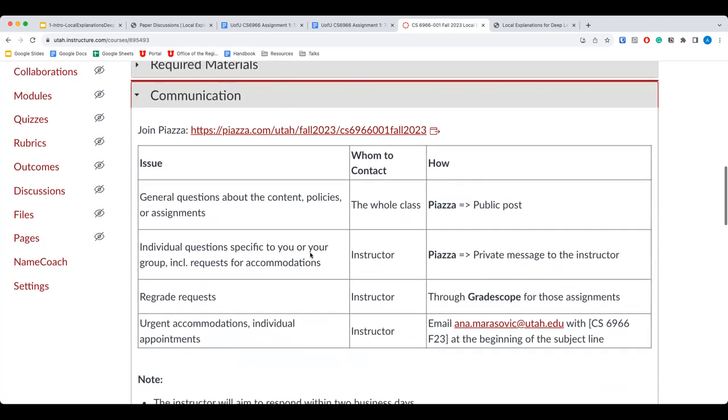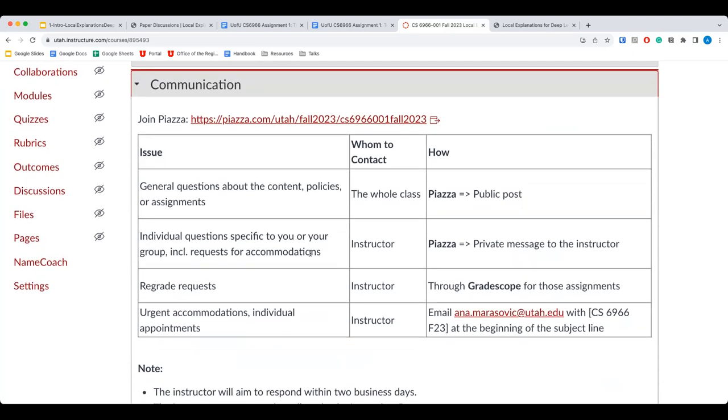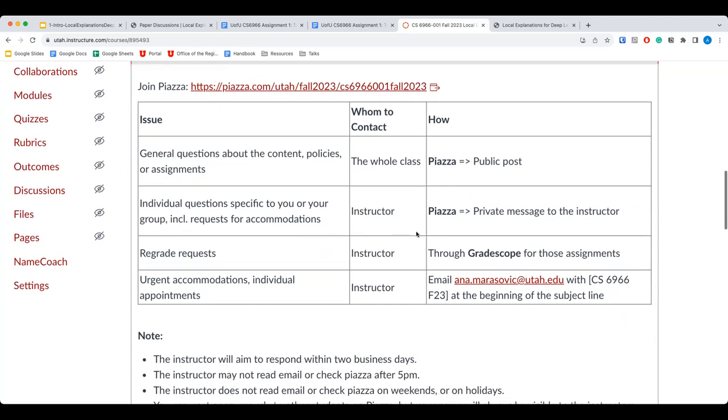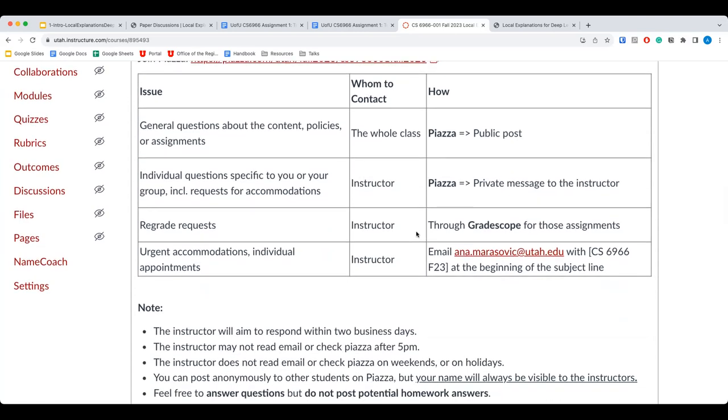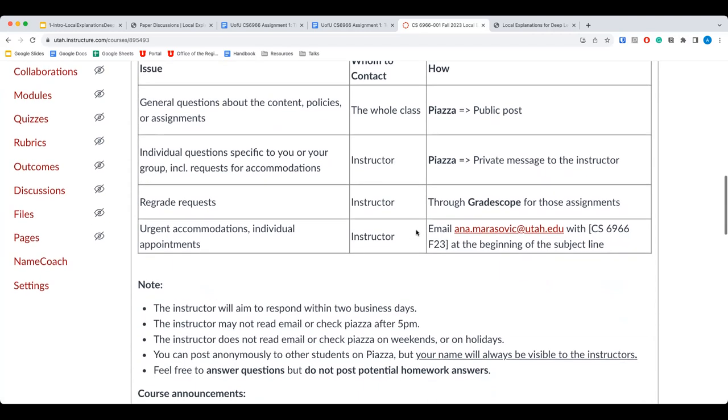One is communication. We will talk to each other on Piazza. I made this little table to guide you on how and where you can contact me. You will almost always contact me on Piazza. It just depends whether you are going to make a public post or send me a private message. If there is something very, very urgent, send me an email just because I might see it more quickly. But if you do not have urgent requests, please use Piazza. Is that clear? I personally likely will not answer in the evenings. I definitely 100% will not answer during the weekend.